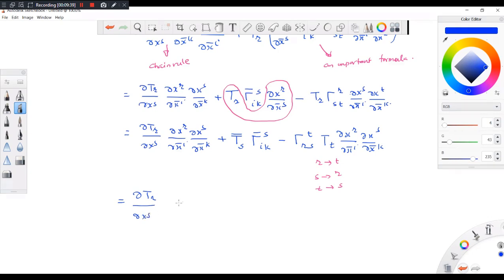And you know why I changed it? The reason for changing it is, if you look at this one and this one, they will be the same, so that I can take them common. So that was my purpose. Okay.